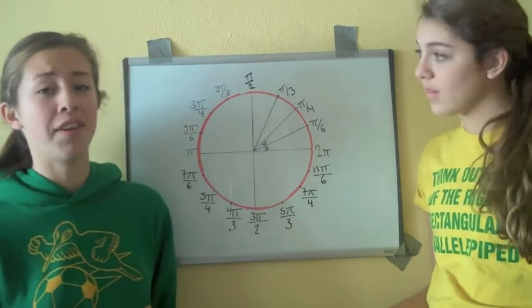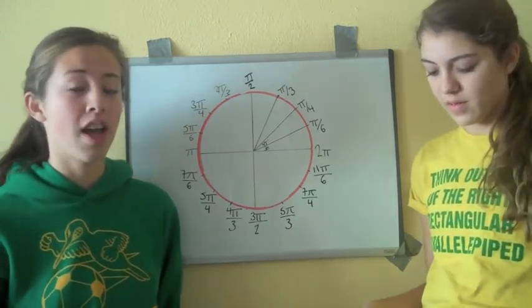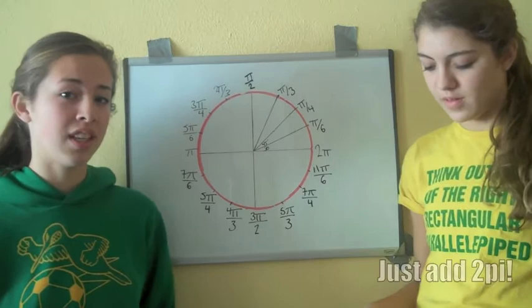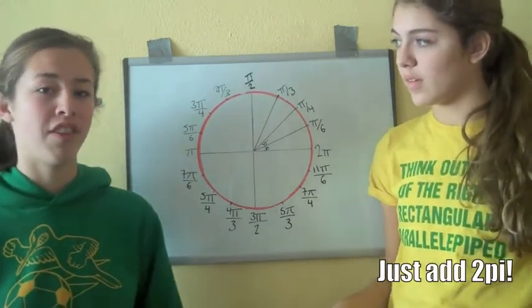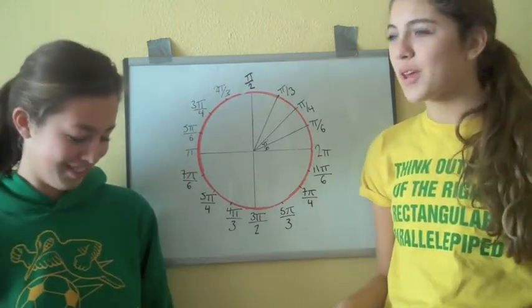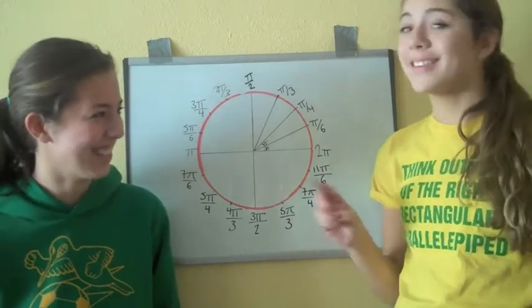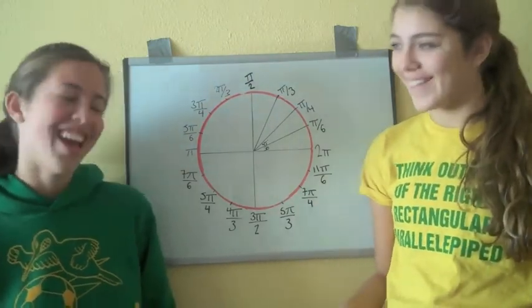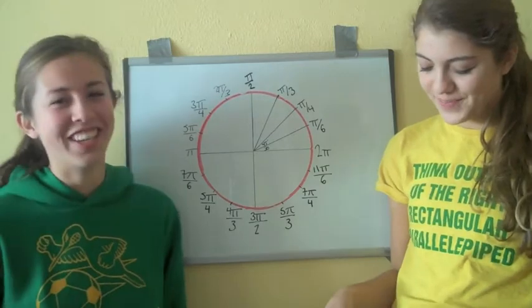You also notice that 15 pi over 4 is 8 pi over 4 added to 7 pi over 4, which is basically saying that you add 2 pi to whatever the original radian is. Wow, that's a really cool trick to find the coterminal. I guess you need to pay attention to what you're counting by, though. Yes, you do, Mariah. Yes, you do.